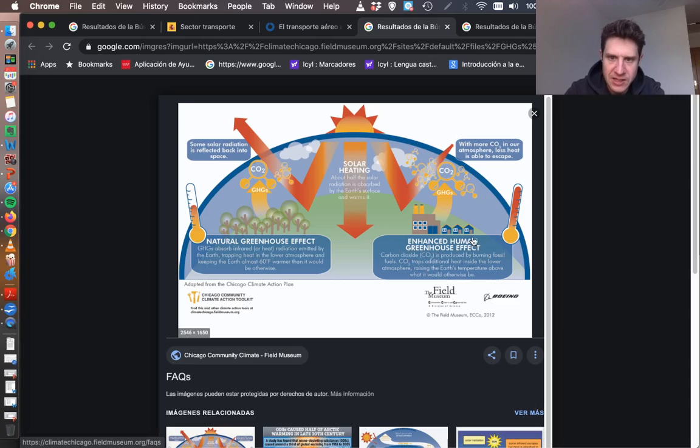This is an enhanced human greenhouse effect. Carbon dioxide, CO2, is produced by burning fossil fuels. It traps additional heat, como que atrapa el calor del infrarrojo, inside the lower atmosphere, raising the Earth's temperature above what it would otherwise be. This is very interesting because this graphic is made by Boeing, these airplanes that are consuming a lot of fuel, and they are putting a lot of CO2 in the atmosphere.